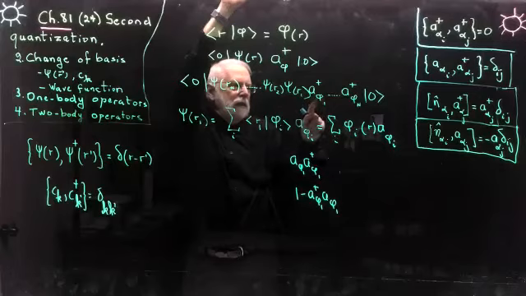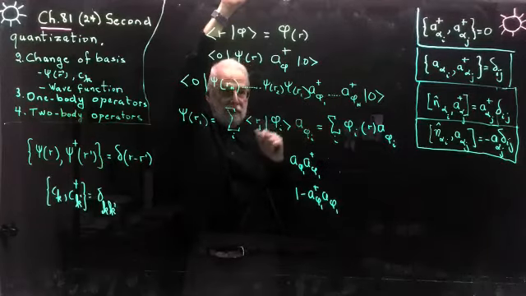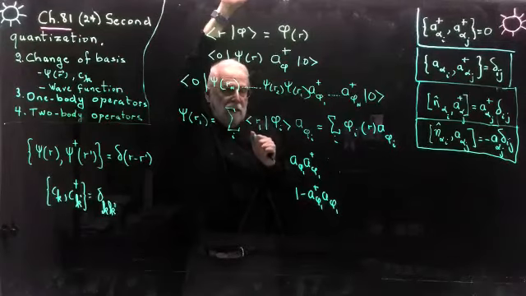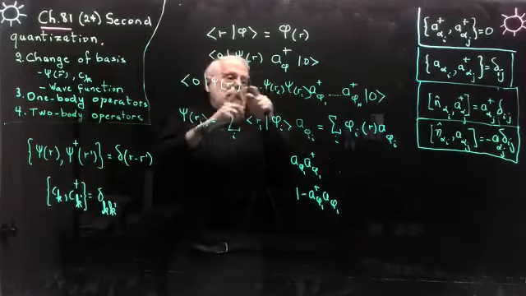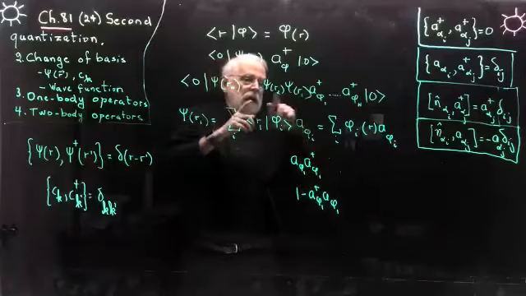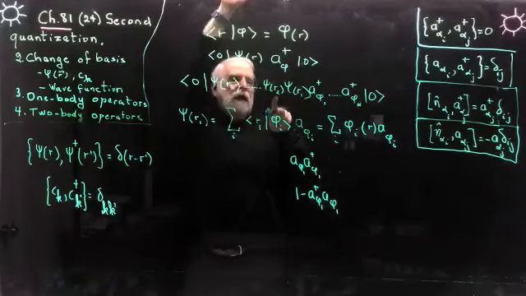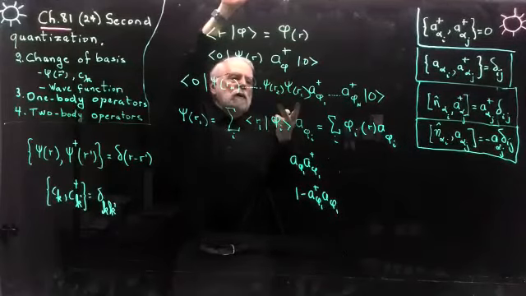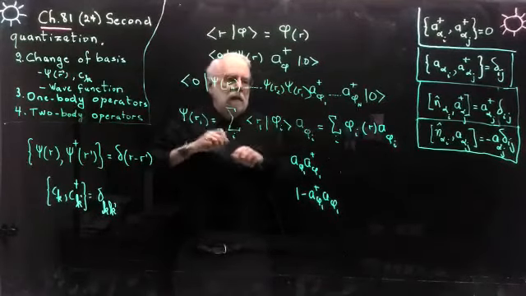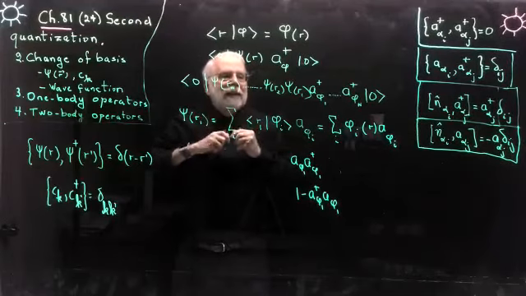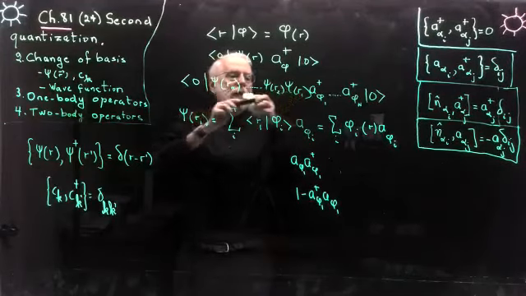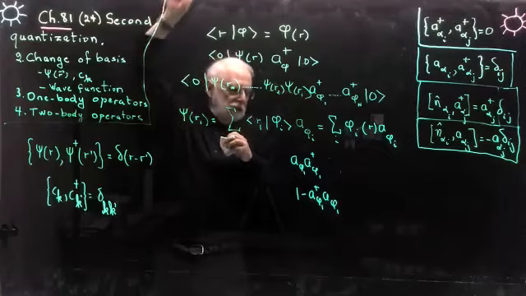In this order, 1 up to n. Now, if they are not in this order, if it's this one that contains phi 1, then I need to anti-commute and repeat the same thing. So I will get a minus sign every time I have an odd permutation.